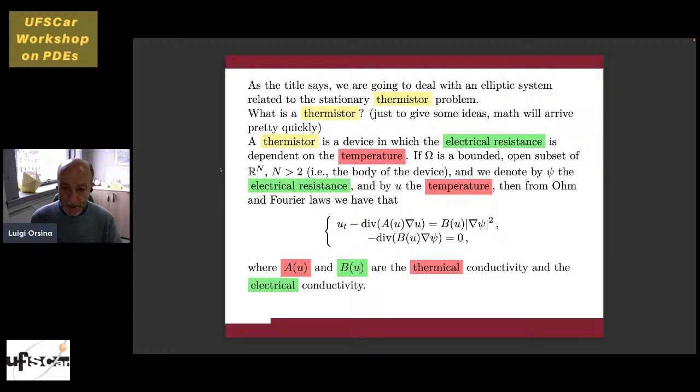So this is the full system. Then you add some boundary conditions, the problem is elliptic-parabolic, and you look for solutions. I am mainly interested in a related problem, the stationary version of this problem. So we will forget from now on the dependence on time. So u_t for us will be zero, and this gives rise to the stationary problem, which is this one.